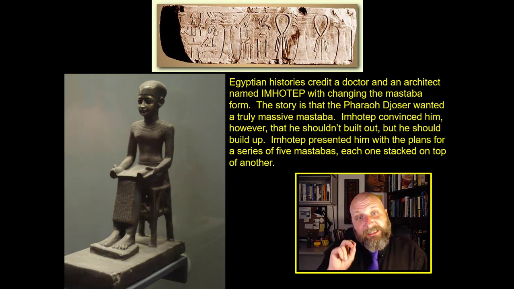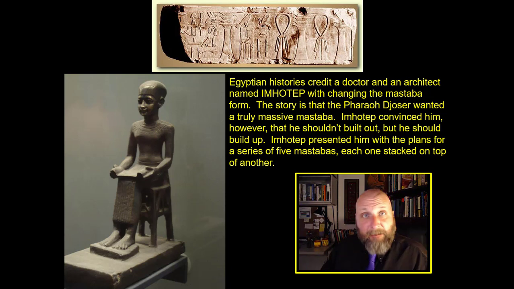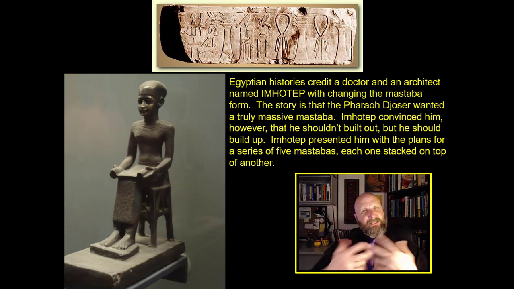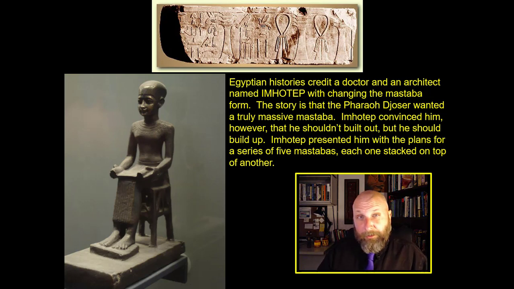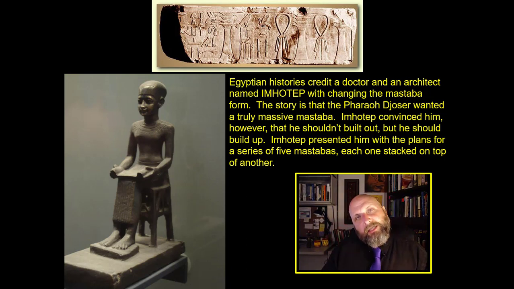Designed according to the histories of Manetho, designed by a doctor and an architect named Imhotep. And there is a statue of Imhotep there to the left. He gets deified later on. Imhotep is just this important historical figure in the Old Kingdom. By the time you get to the New Kingdom, he's like a minor god of medicine and engineering. So Imhotep designs this radical new mastaba for the pharaoh Djoser.